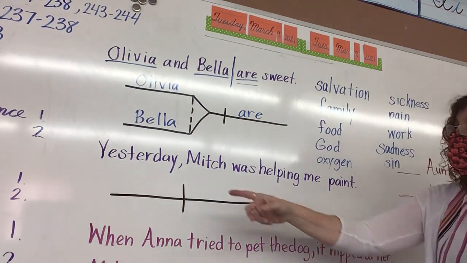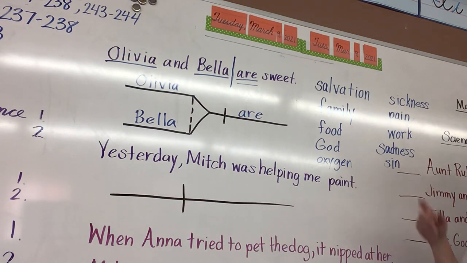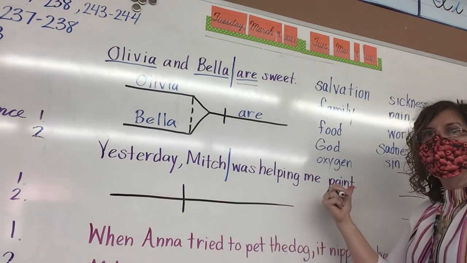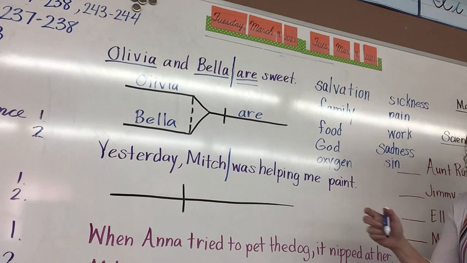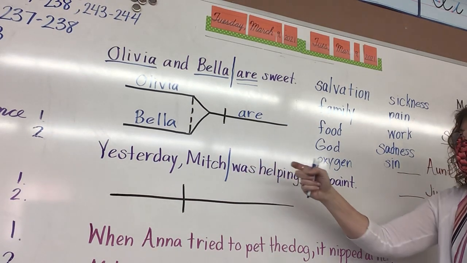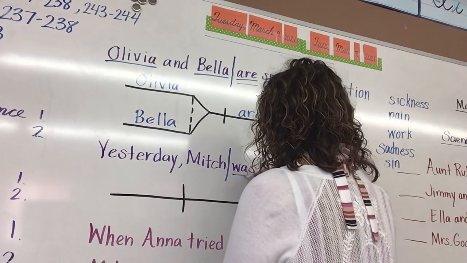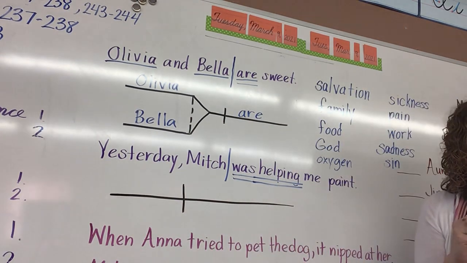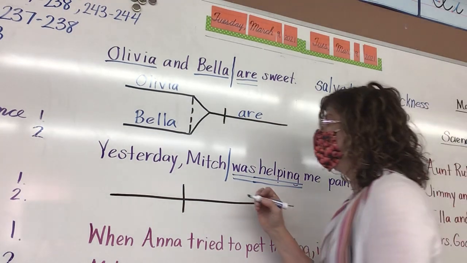All right, let's read the second sample sentence. The second sample sentence says, yesterday, Mitch was helping me paint. So where are we going to draw the line this time? After Mitch. All right, so we're going to look on the predicate side first. What is our verb? Everybody. Helping. All right, this time it is was helping. This time was is not a non-action verb. It is a helping verb, and it's helping the word helping. Then you say to yourself, who was helping? Mitch. So you underline Mitch once.